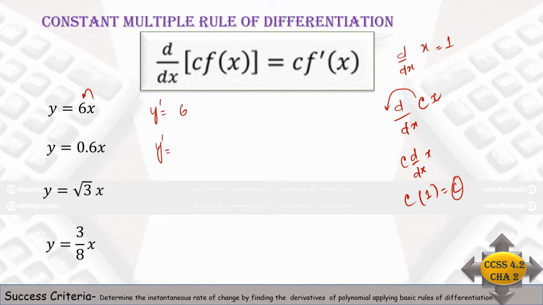The derivative of 0.6x is 0.6. The derivative of square root 3 x is square root 3. The derivative of 3 by 8 x is 3 by 8. So whatever number is given to you, if it is multiplying by x, the number itself will be the derivative of that function.